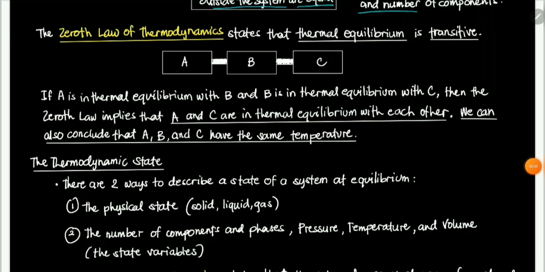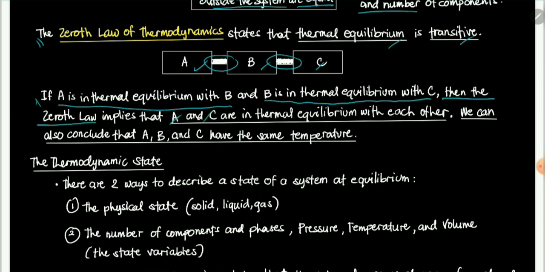Okay? So now let's discuss the zeroth law of thermodynamics. Okay? So the zeroth law states that thermal equilibrium is transitive. So ano ibig sabihin ng transitive? For example, we have three separate systems, A, B, and C. Tapos yung A ay in contact with B, tapos yung B ay in contact with C. Okay? So if A is in thermal equilibrium with B, and B is in thermal equilibrium with C, then the zeroth law implies that A and C are also in thermal equilibrium with each other. So we can also conclude that A, B, and C have the same temperature. So that is the zeroth law of thermodynamics. Dinidescribe niya kung ano yung ibig sabihin ng equilibrium state. Okay? Tapos specific siya sa definition ng thermal equilibrium and yung transitive property niya.